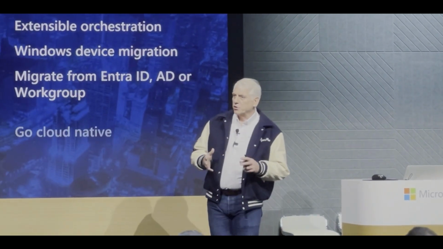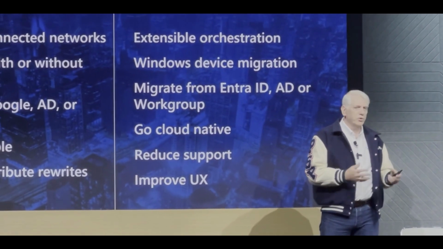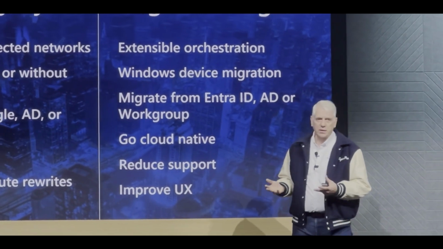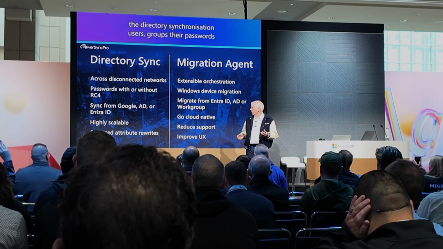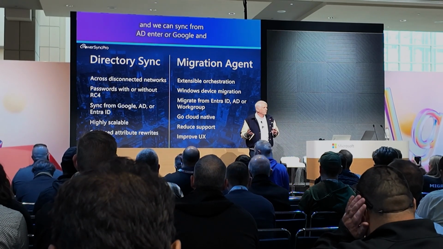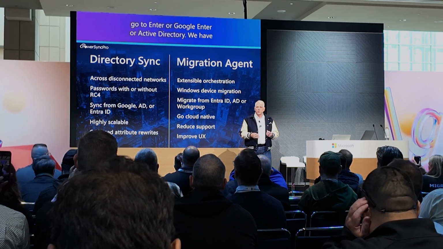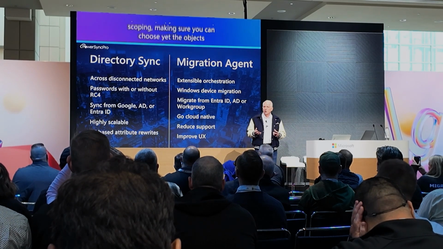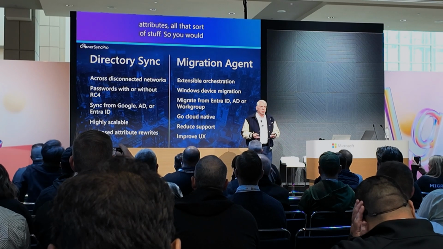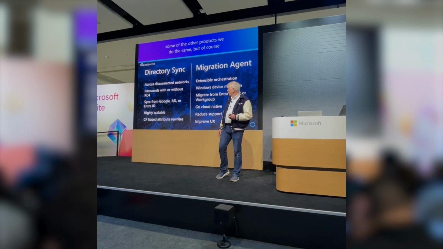PowerSyncPro kind of splits into two products at the moment. There's the directory synchronization product, where we synchronize users, groups, their passwords, and we can sync from AD, Entra, or Google, and go to Entra or Google, Entra or Active Directory. We have the standard features around scoping, making sure you can choose the object you want to sync, rewriting attributes, all that sort of stuff. So you would have seen that in some of the other products. We do the same, but of course our solution is faster, easier to use, and I'll show you some screenshots in a moment.